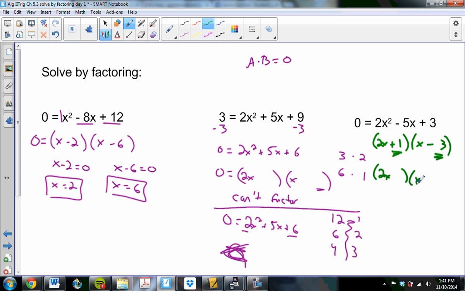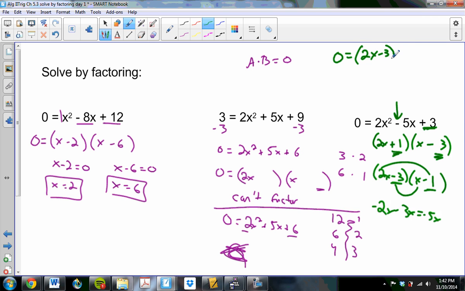2x, x. Since I need to multiply to positive 3, these both have to be negative. I know they have to be negative, but they combine to -5. Well, then if I put the 3 here and the 1 here, now these multiply to positive 3. This gives me a -2x, this gives me a -3x, and -2x minus 3x equals -5x. So what I really have now is 0 equals 2x minus 3 times x minus 1.